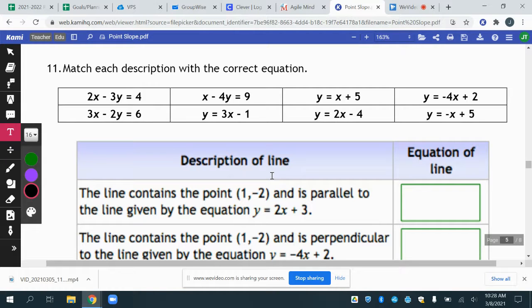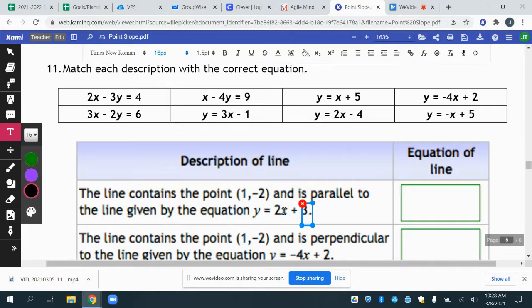Okay, match each description with the line that it fits. This line contains the point (1, -2) and is parallel to the line given here. So it has a slope of 2, because parallel means they have the same slope. I'm going to look at all the ones that might have a slope of 2. This does not. That does not. It has a slope of 1, -4, -1, 3, -2/3 or whatever. This is the only one with a slope of 2.